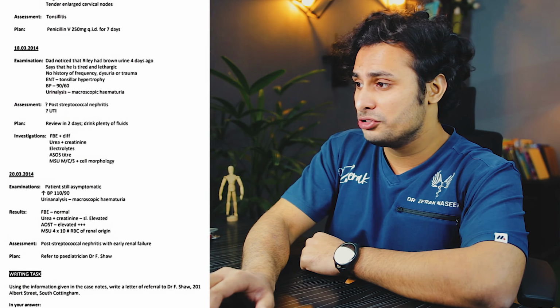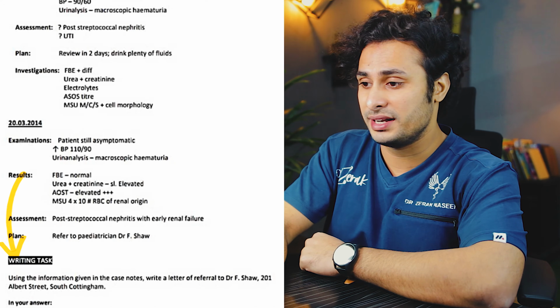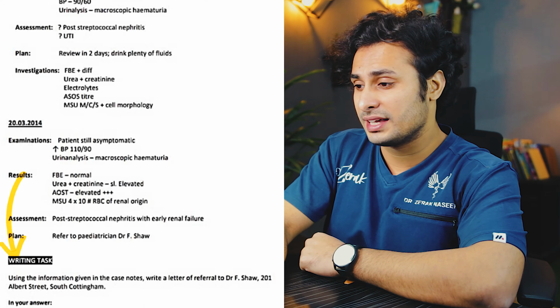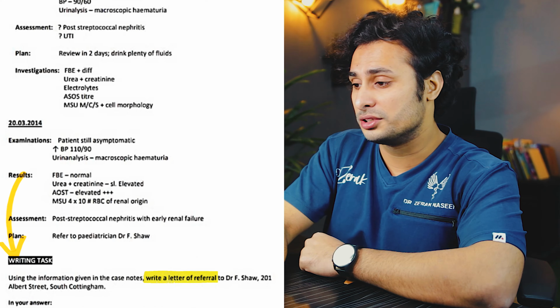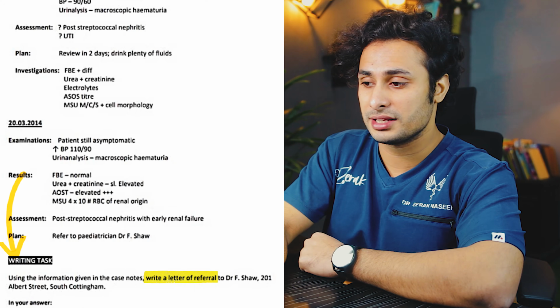There are some case notes on the screen. So the first thing you need to do is just go to the end of the case note and see what is the writing task. Using this information given in the case note, write a letter of referral to Dr. F. Shaw, 201 Albert Street, South Coddington.